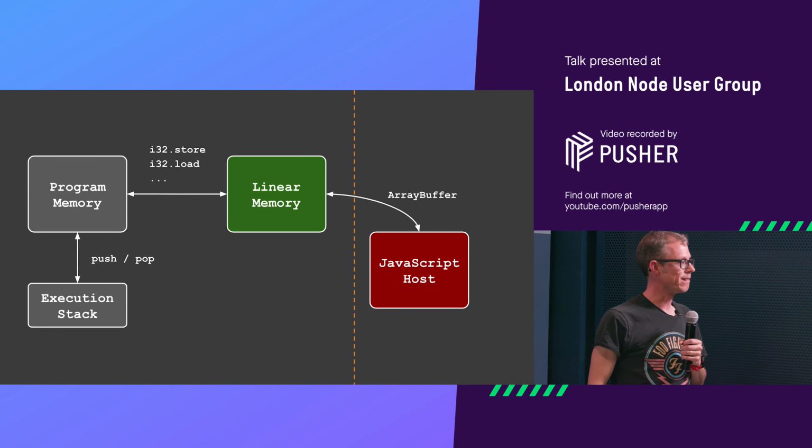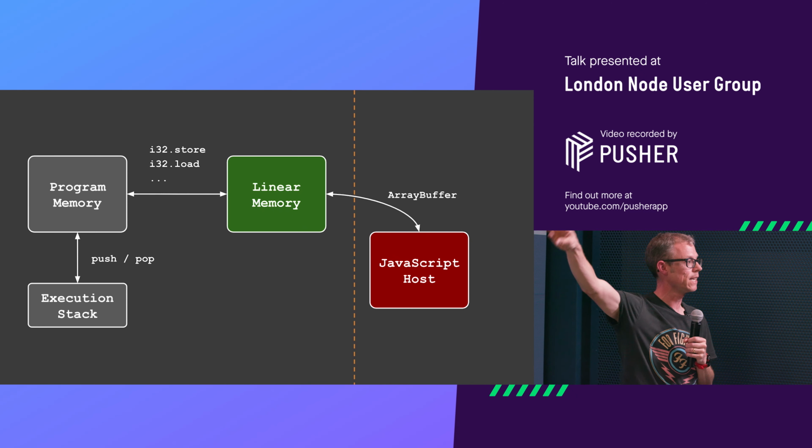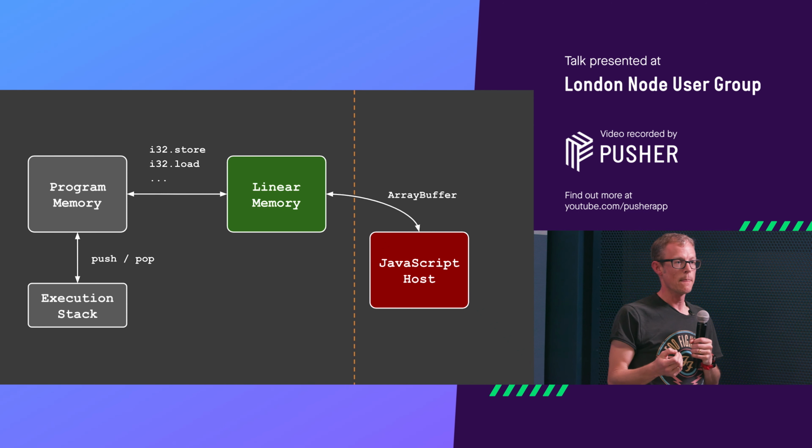You've seen the program memory. That's where your WebAssembly module lives. That can push and pop values to the execution stack. So that's where your function calls live. That's where the locals live.